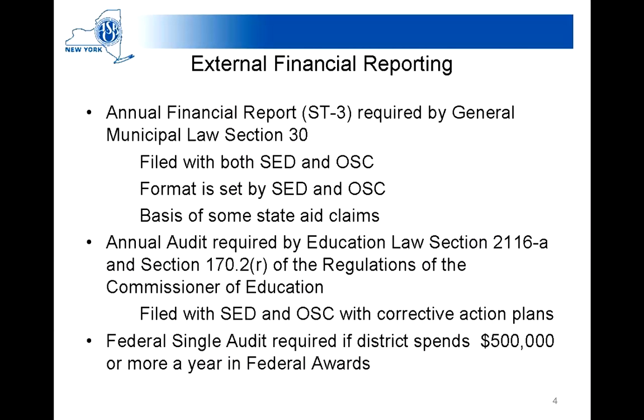And it has a period of time, 90 days, I believe, for completion of those corrective action plans. Those plans, by the way, have to be submitted to the State Education Department and the Office of the State Comptroller. In districts, if you're in a large school district where you have some federal funds that are recorded in the Special Aid Fund, by the way, that exceed $500,000 a year, you're required to do a single audit by the federal government.